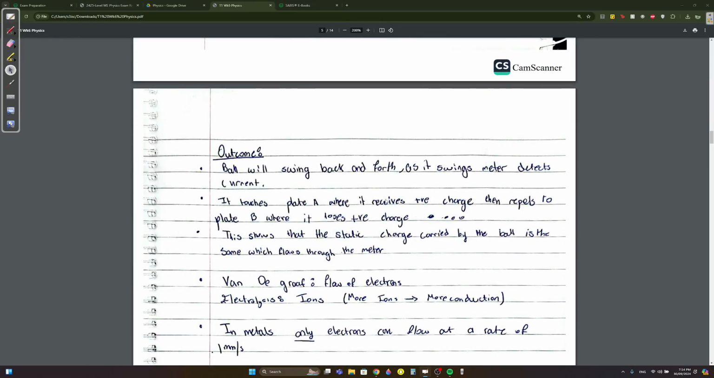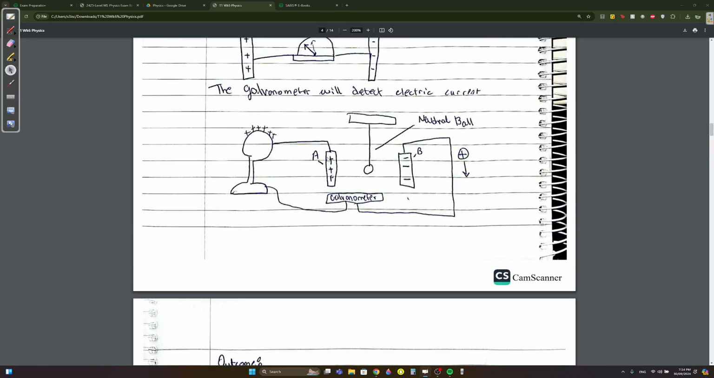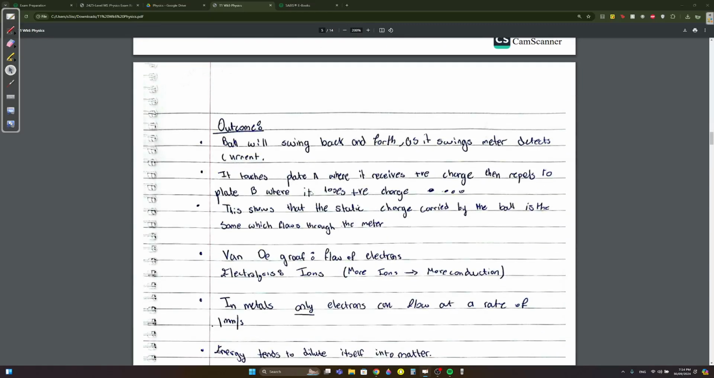Okay, so it touches plate A where it receives the positive charge, then repels to plate B where it loses that positive charge. Then, since it's positive, it now repels back to plate B where it loses that positive charge, and that positive charge goes down into the galvanometer. Okay, and it keeps on going. This shows that the static charge carried by the ball is the same which flows through the meter.